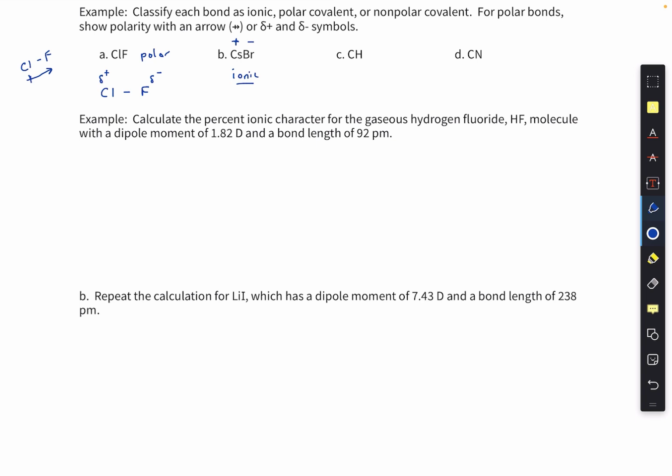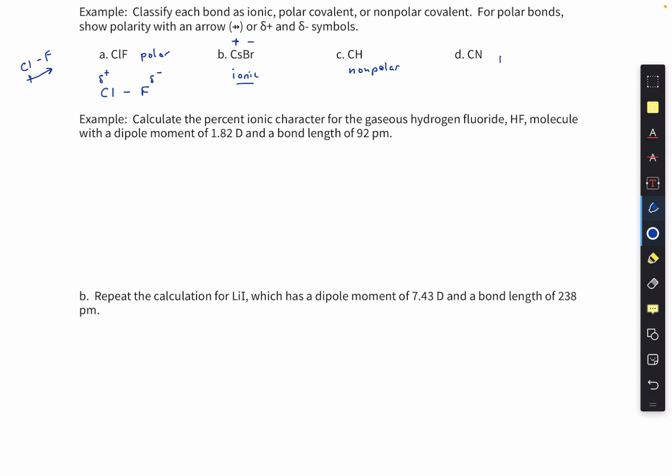Next one's CH. This one's going to be nonpolar. And our reasoning here is that we do not have fluorine, oxygen, nitrogen, chlorine, bromine, or iodine, which are going to be the elements that primarily give us our polar bonds. And so again, we can look at the table to get our numbers, but this one's going to be nonpolar.